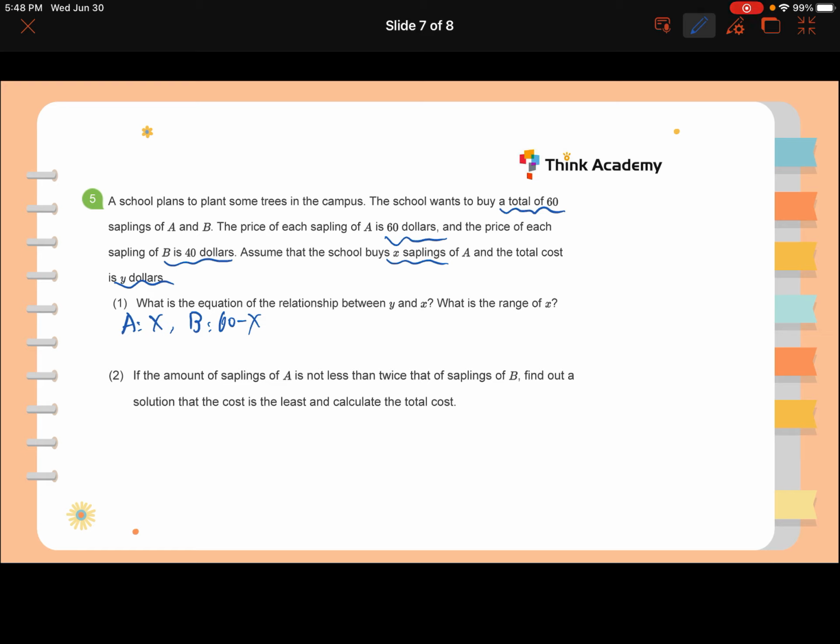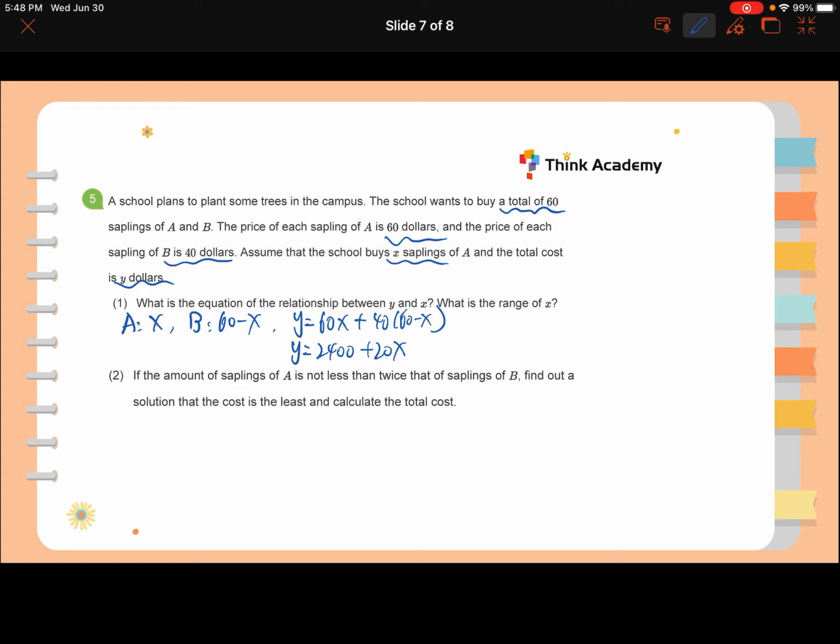The total cost, which is Y, equals the number of A, which is X, times the unit price, $60. So we have 60X plus the unit price for B, which is 40, times the number, which is 60 minus X. And simplifying the answer, we got 2400 plus 20X. So that's the equation of the relationship between Y and X.